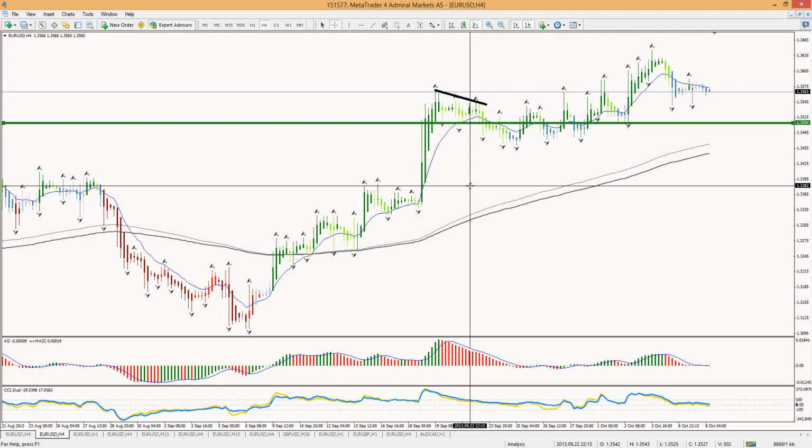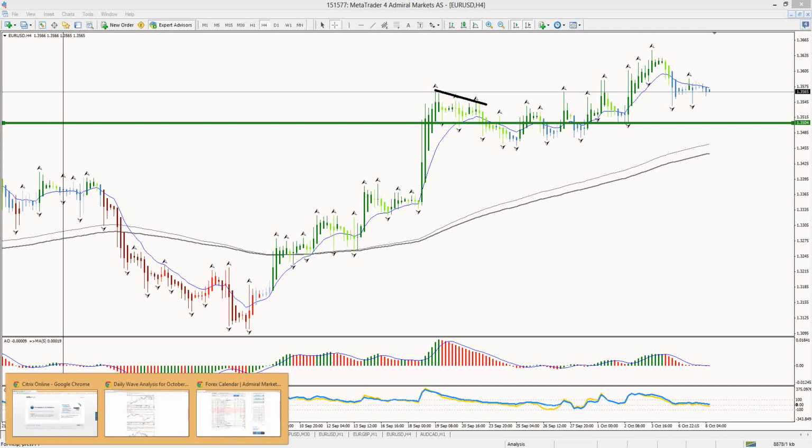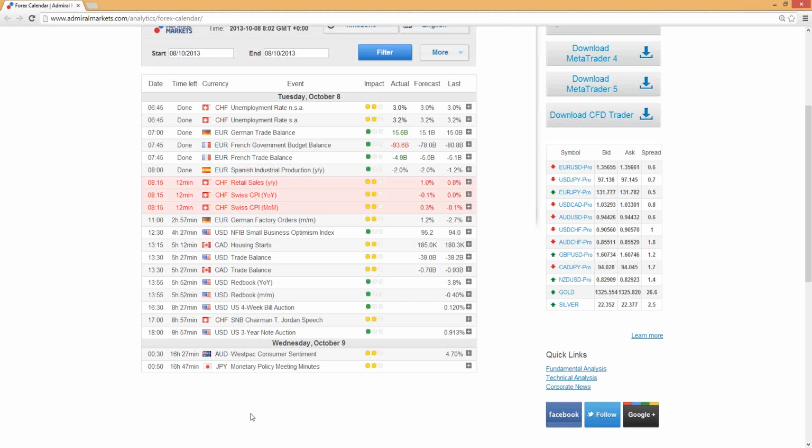So we have one question regarding the euro dollar. Are the news releases of the new dollar notes going to affect the market today in any way? Let's see. Yeah, we do have a 4-week bill auction. Is that what you're talking about, maybe?